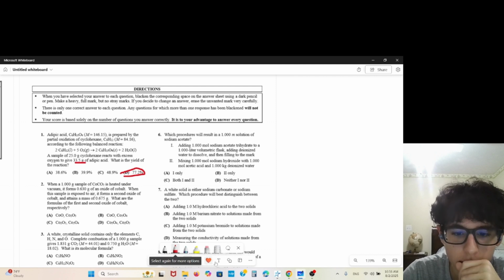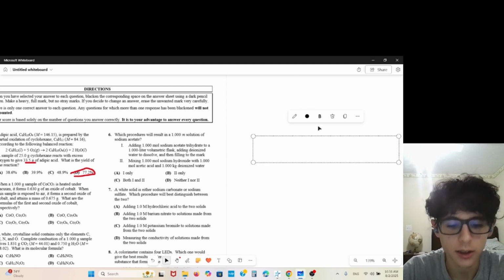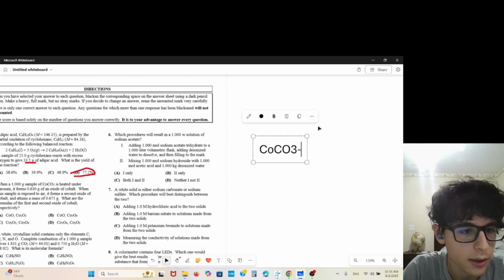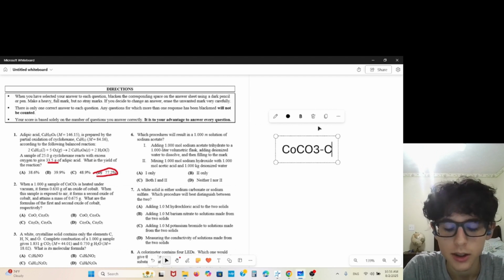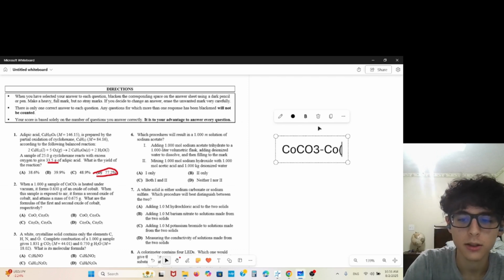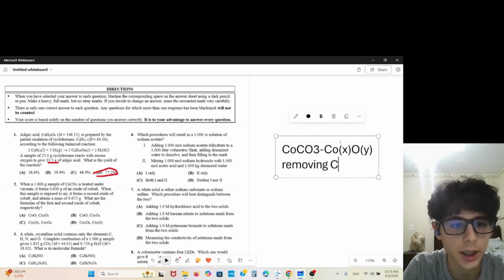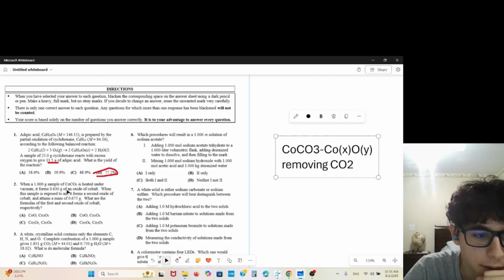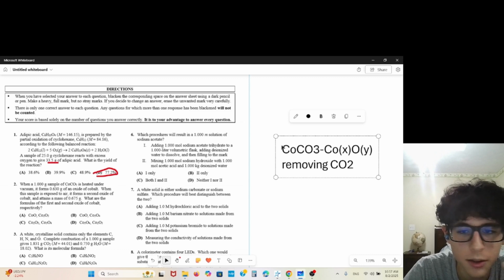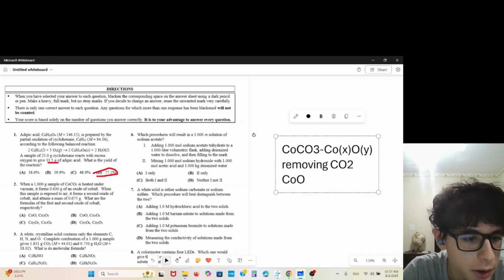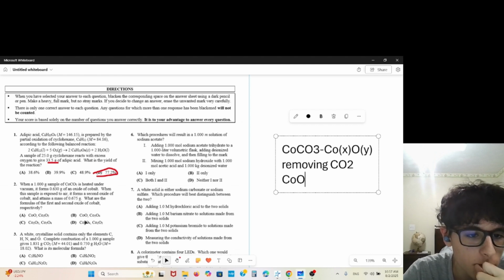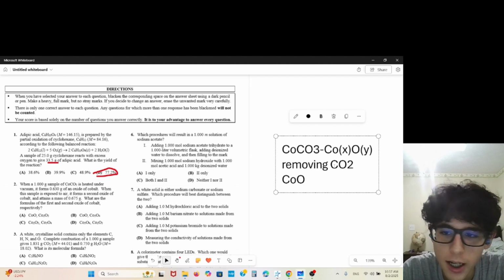So first, CoCO3 is going to go to CoxOy. This is pretty obvious because you're removing CO2 when you're heating it. This is very stock: you've got a compound with carbonate, you're heating it, and you get a product where the CO2 is gone. So it's just going to be CoO, so that's your first one. Then it forms a second oxide of cobalt after it's exposed to air.